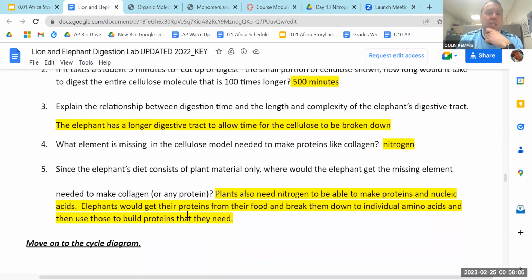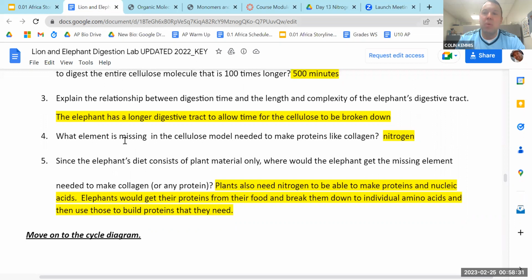So where do plants get nitrogen? Where would an elephant get nitrogen? We'll see that in the nitrogen cycle. Plants do have nitrogen to build protein. And so when elephants eat the cellulose in plants, they also get protein. Use the amino acids there to make protein. If you need help on that one, you need to pause and rewind and go back. Feel free to do it this time.